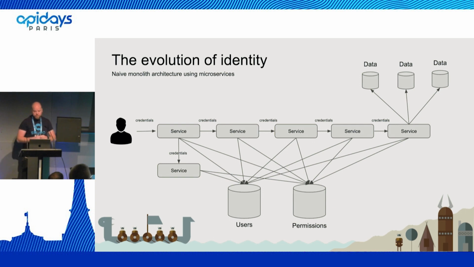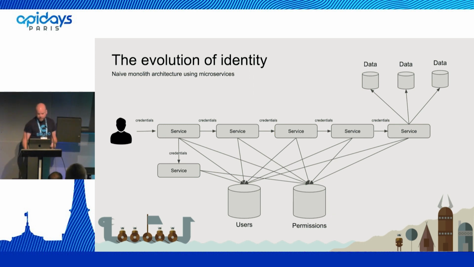If we were to take this naive image of the monolith architecture and just split up our monolith into five or six different microservices, that same model would look something like this. We basically have a user presenting credentials. Credentials get passed around. Each service needs to verify identity, and each needs to verify permissions before they actually get to the data.